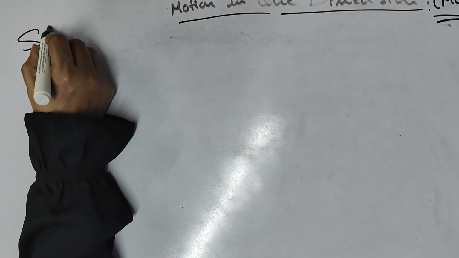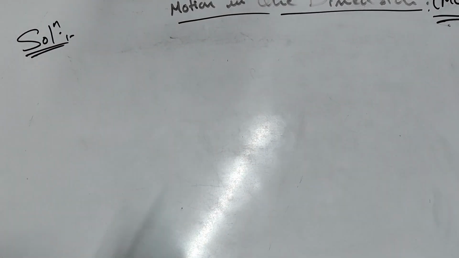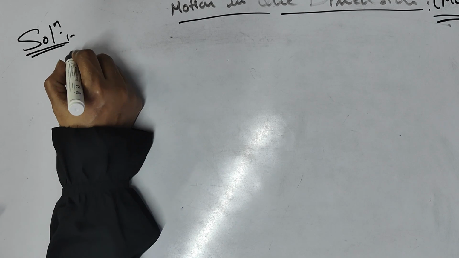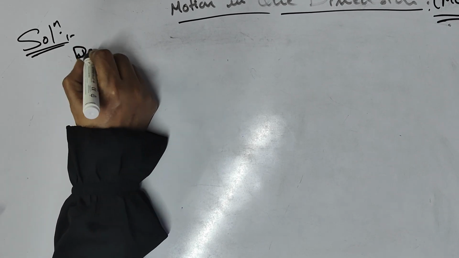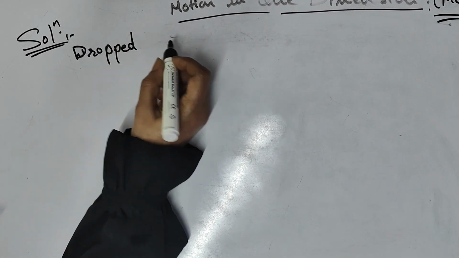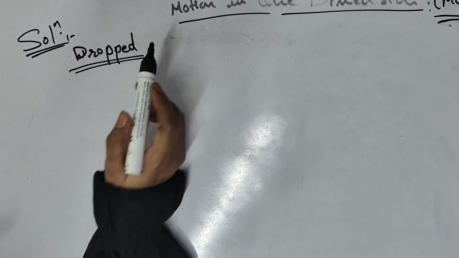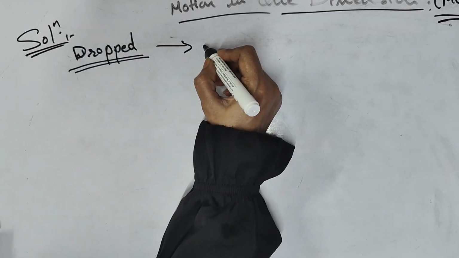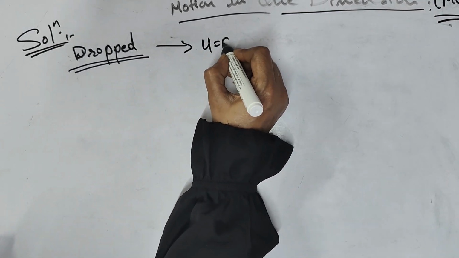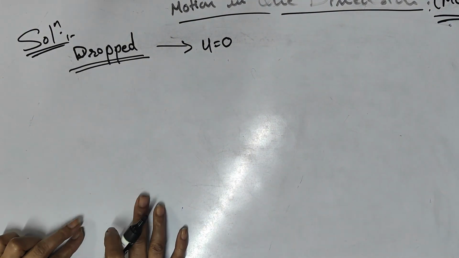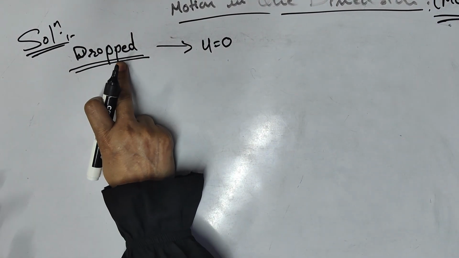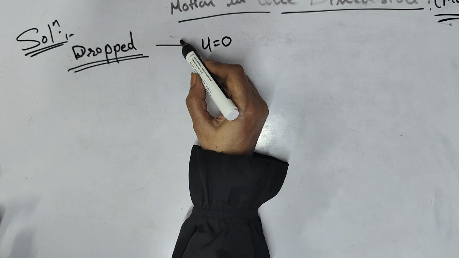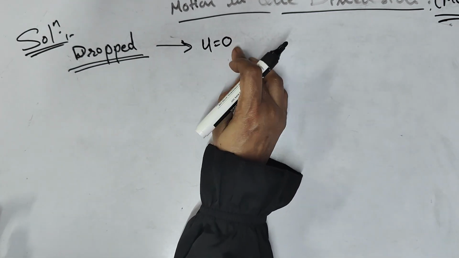See, solution 1. Here, when we say dropped, remember such words. When we say dropped, it means its initial velocity is 0. Whenever the word dropped is used, you have to automatically assume that its initial velocity is 0.